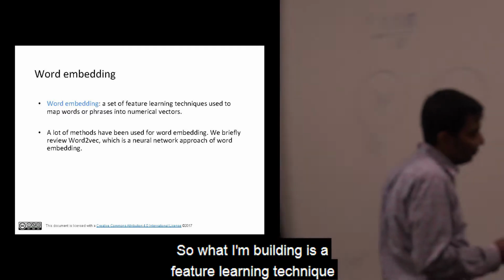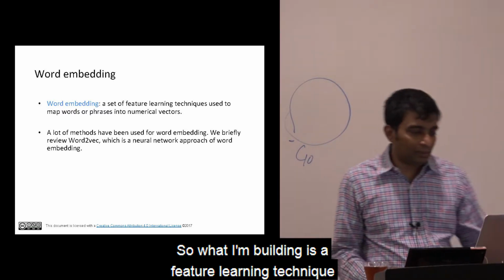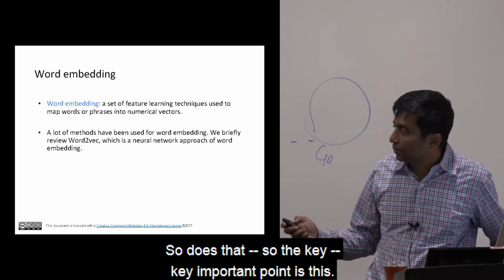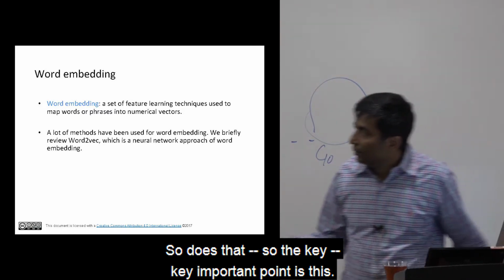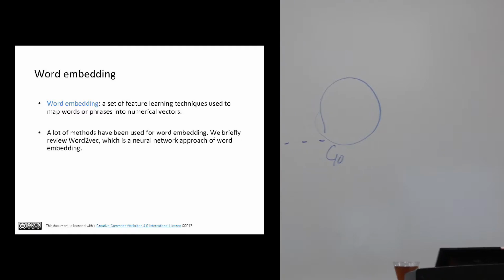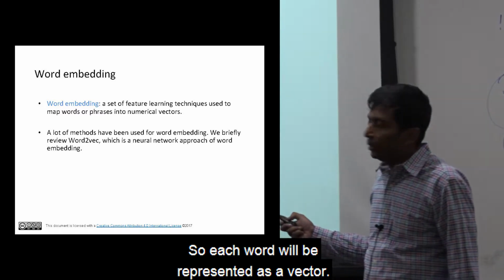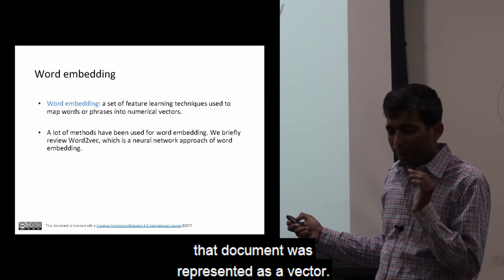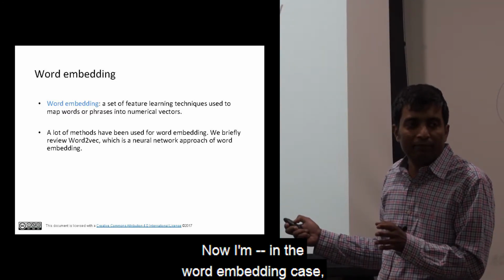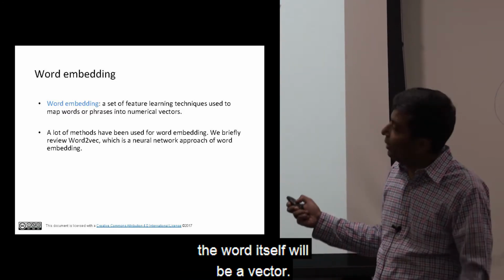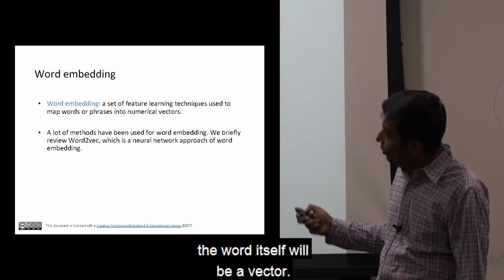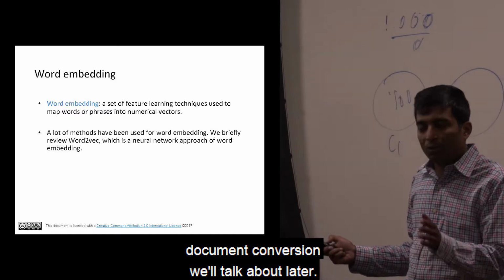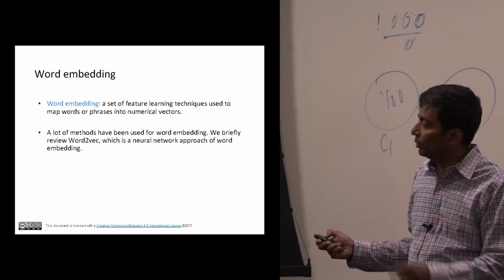So that's the very basic idea. Word embedding is a feature learning technique used to map words or phrases into vectors. That's the key important point: each word will be represented as a vector. In the past I showed you that a document was represented as a vector. Now in the word embedding case, the word itself will be a vector. I will tell you later how the word to vector to document conversion works.